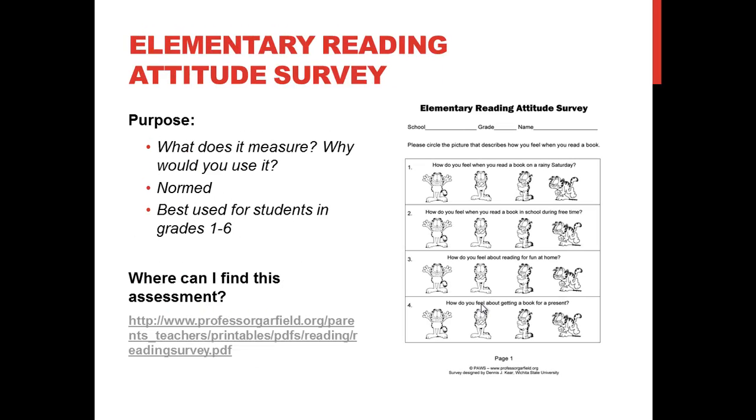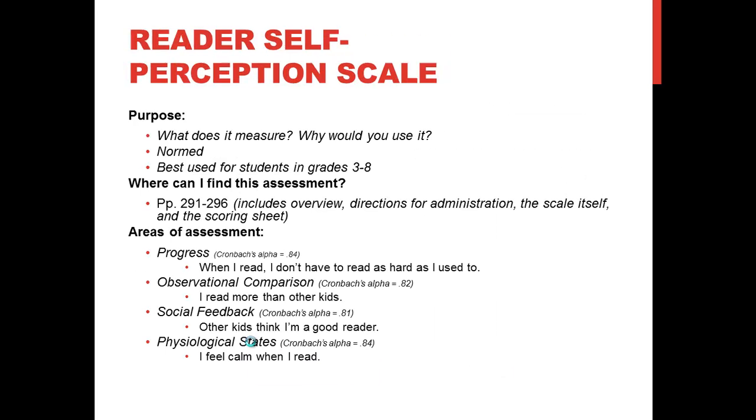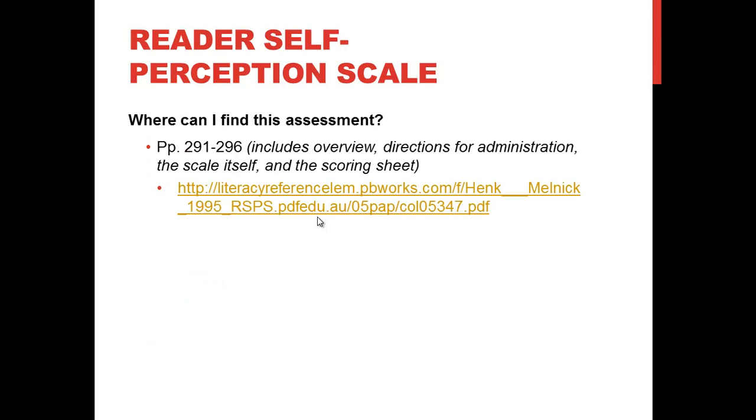Like I said, for the Elementary Reading Attitude Survey, you can go to this website to find everything that I showed you. And for the Reader Self-Perception Scale, it's in your text on pages 291 through 296. This includes everything, the overview, the administration directions, as well as the scale and the scoring sheet itself. So I'd encourage you to really take a look at each of those assessments. You can also find it here if you want to print it out directly instead of having to photocopy it.